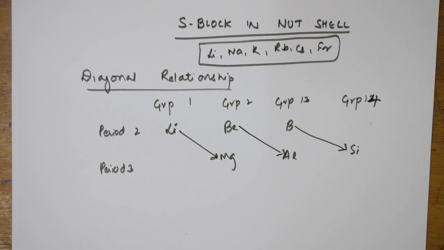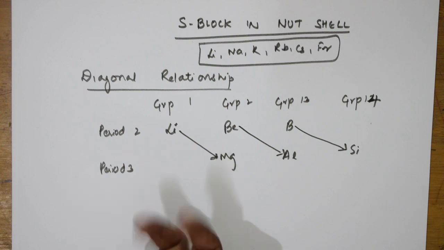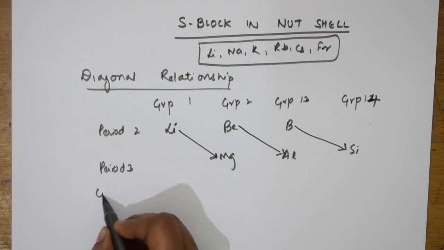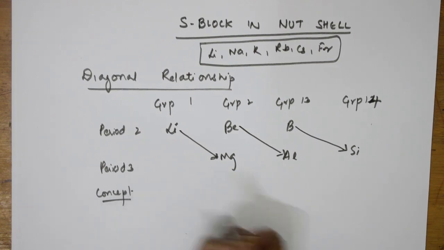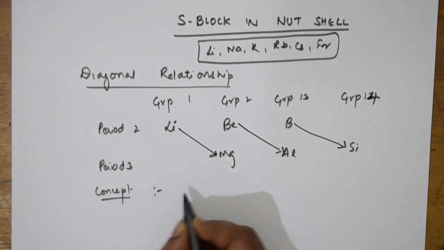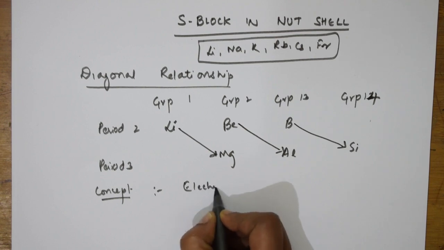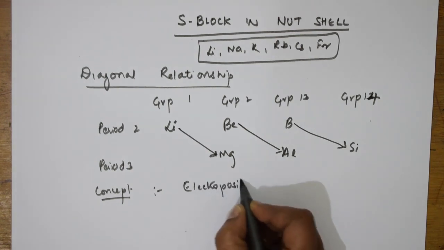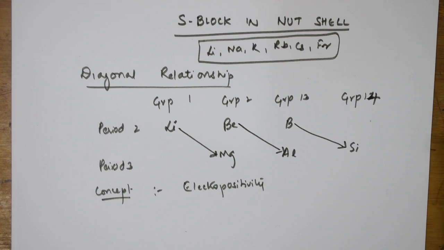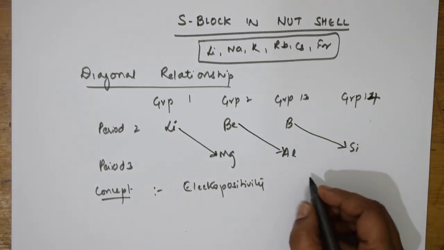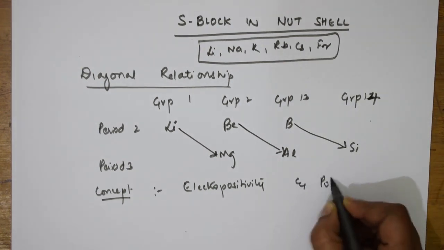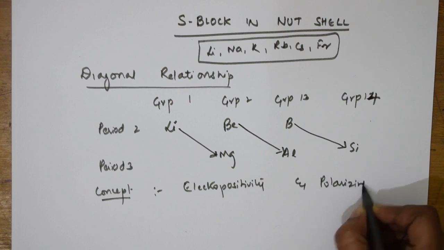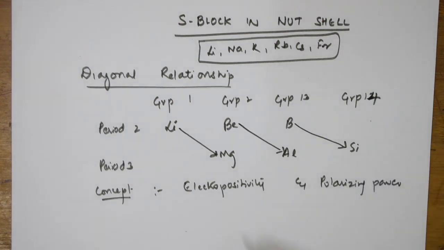Now why is it showing? Basically, we're going to speak about diagonal relationship based on two important concepts. What are they? Let's see. The first concept which you need to remember for diagonal relationship is electropositivity, that is ability to donate electrons, and the next concept is polarizing power. These two are the concepts which I'll be speaking in terms of. Polarizing power, right? Fine. So when I have to speak about electropositivity, right?